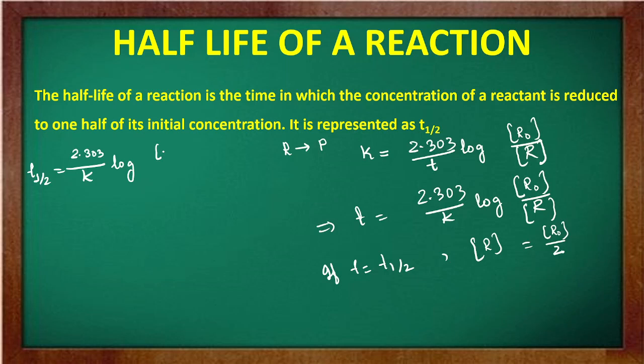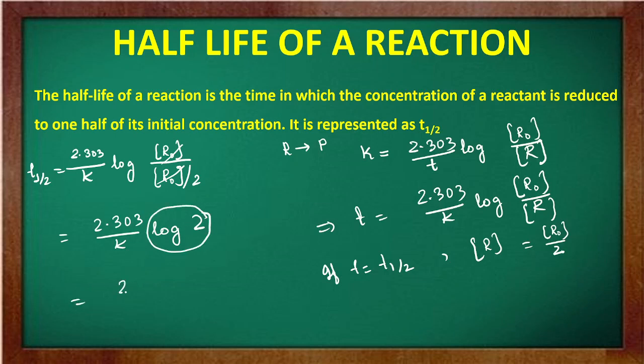Now your concentration of R naught by concentration of R is R naught divided by R naught by 2. Now if you see this R naught will be cancelled out, you will get 2.303 by K, and you will get log 2. Now the value of log 2 from the log table, you will get it as 0.301. So now this is multiplied. If you multiply these two values, you will get 0.693 by K.